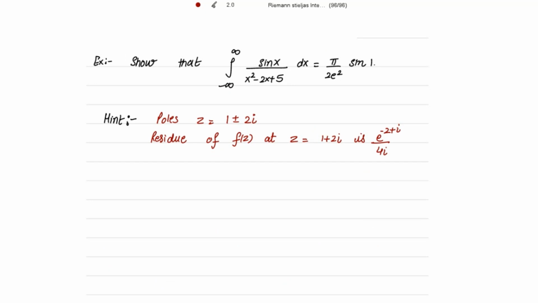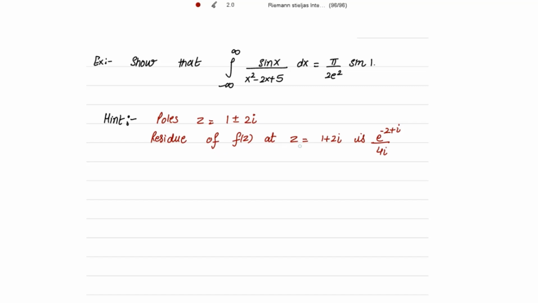This is an exercise for you all. Show that integration negative infinity to infinity of sine of x over x square minus 2x plus 5 dx is equal to pi over 2e square sine of 1. Again, you are having sine over here, m is equal to 1. You need to change the numerator into e the power iota z for the f(z) function, right? And then you will get your poles, as the hint is given over here. The poles should come out to be z equal to 1 plus minus 2 iota, and yes, the residue is also given over here. You just calculate and match the value.